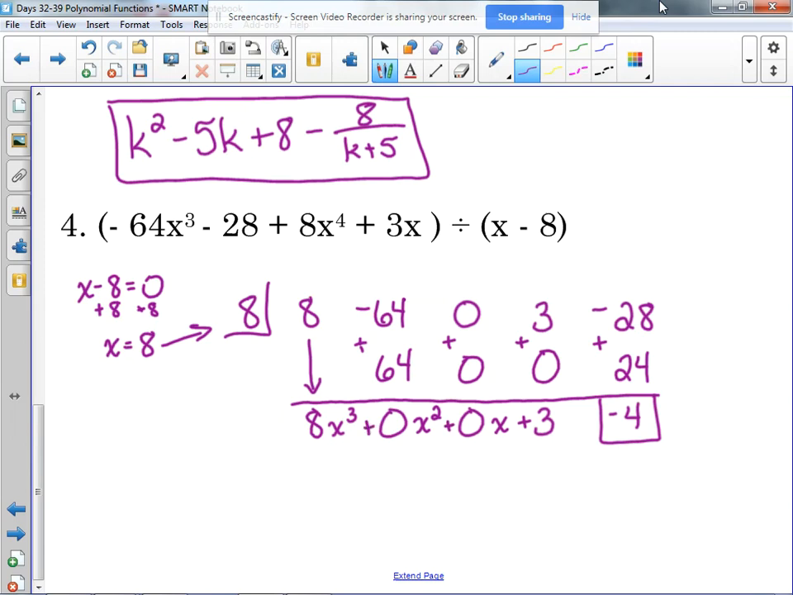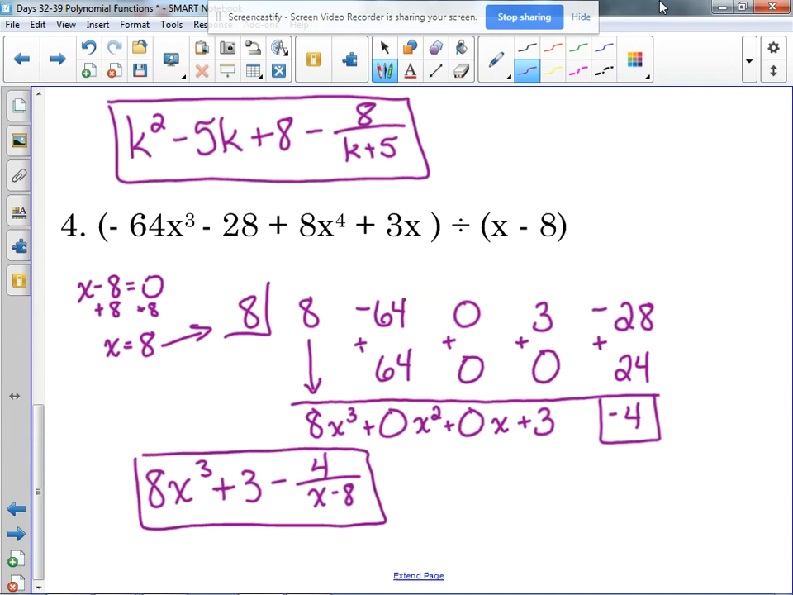Now, we're not going to write those zeros in our final answer. 8x cubed plus 3 minus 4 over x minus 8. Okay. Now, we need them in the process, but once you get to your final answer, if you've got zeros, you leave those out of the final answer. You don't need those anymore. Okay?